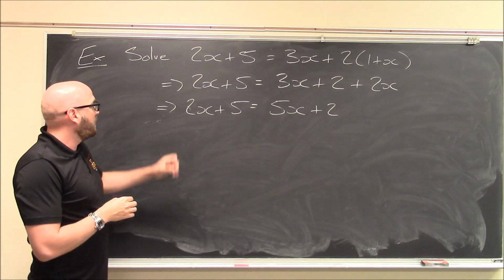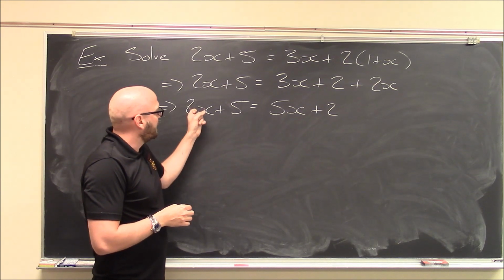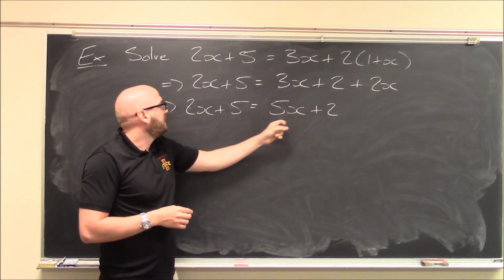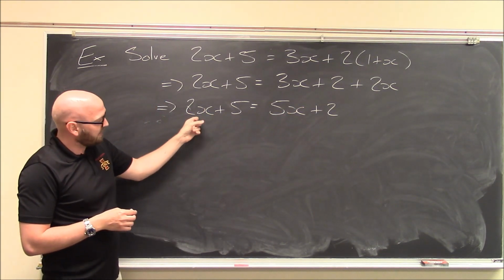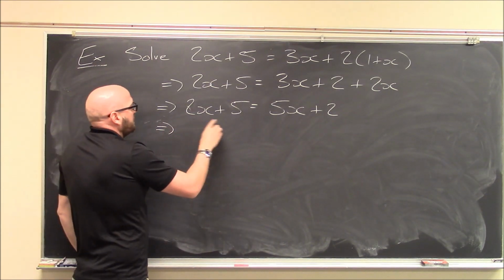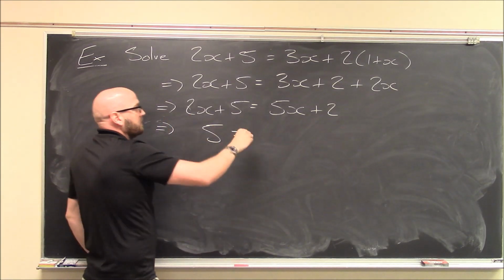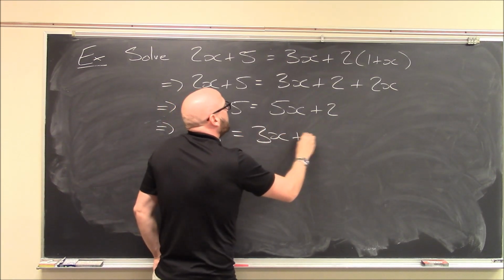Alright, so now I want to group all the x's on one side. To avoid negatives, how about we move the 2x over to the right? Right? If I subtract 5x from both sides, I'm going to have a negative over here. So we'll just move the 2x to the right. No problem with doing that. So I've got 5 is equal to, subtracting 2x from both sides, is equal to 3x plus 2.